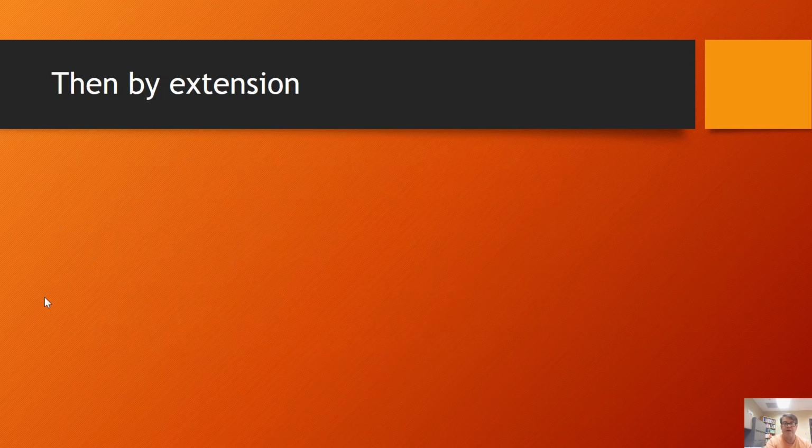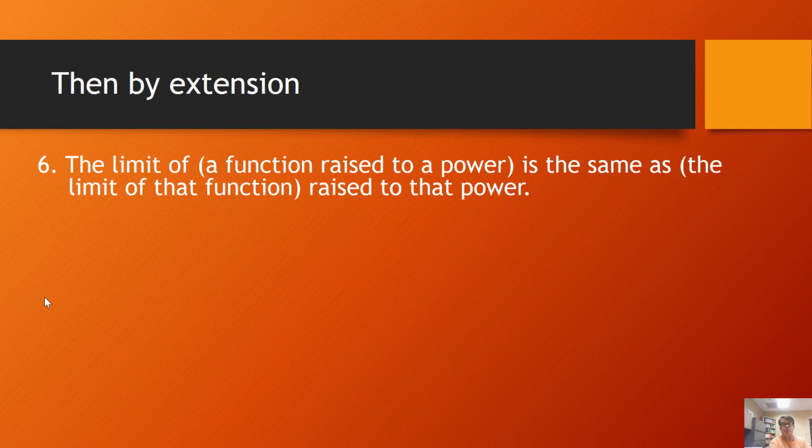We can, however, by extension, come up with six more. Since raising something to a power is the same thing as multiplying several times, we can say that the limit of a function raised to a power is the same as raising the limit of the function to that power. We can either take the function to the power and then do the limit, or do the limit and raise that to the power. We're going to get the same result.